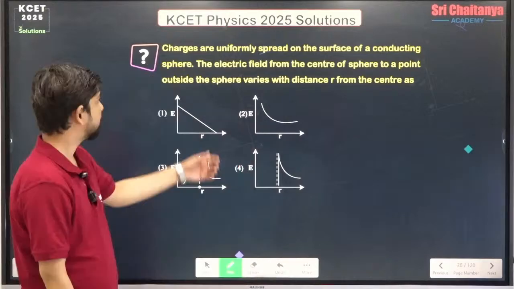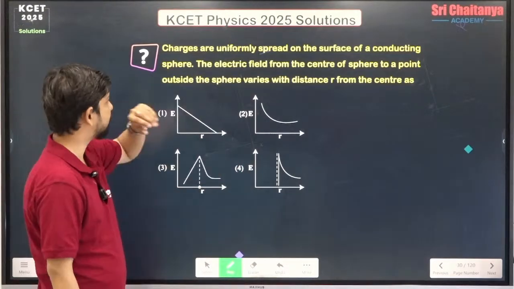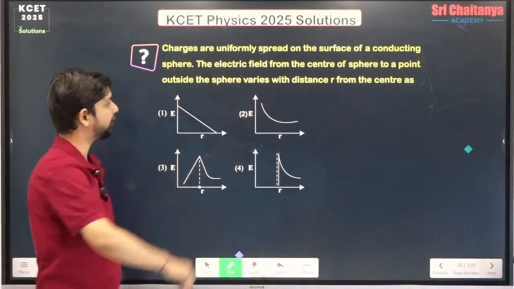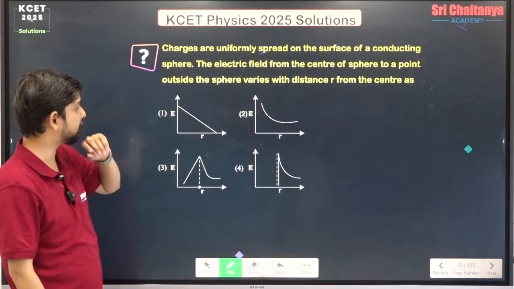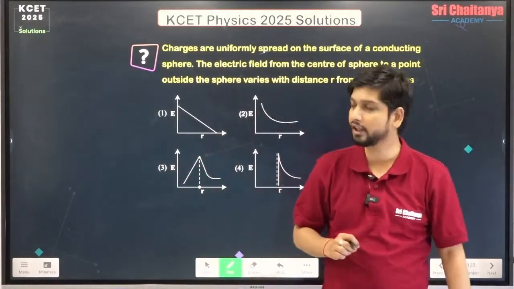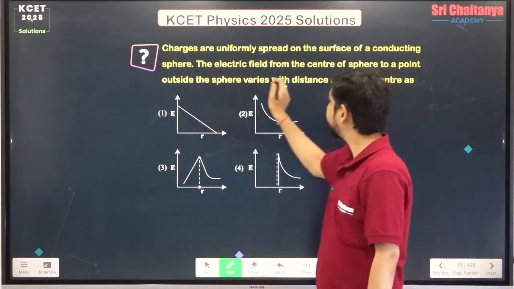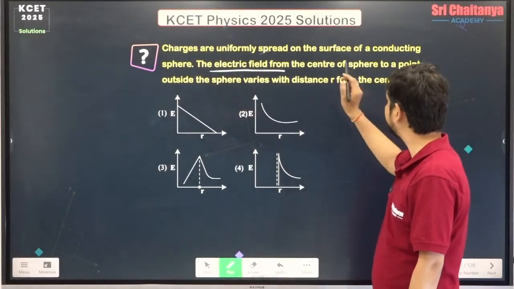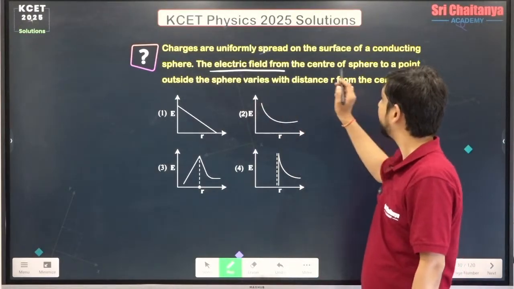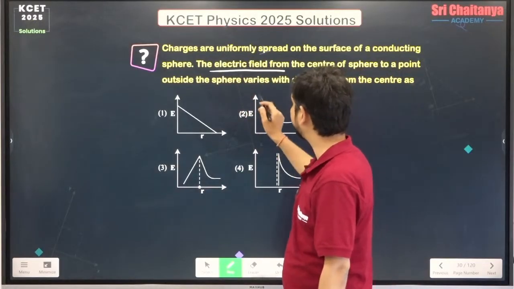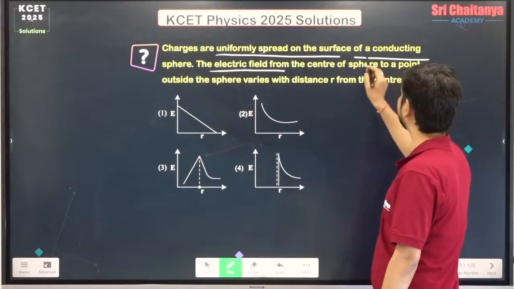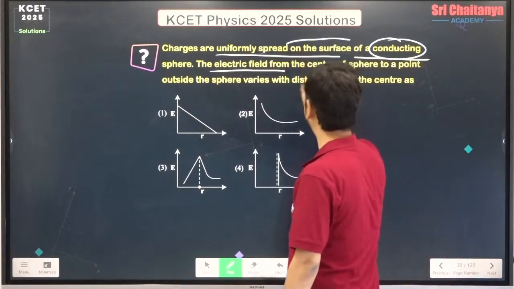What is given is that charges are uniformly spread over the surface of a conducting sphere. The electric field from the center of the sphere to a point outside the sphere varies with the distance r from the center as. So here we need to find the graph of electric field for a uniformly charged conducting sphere.